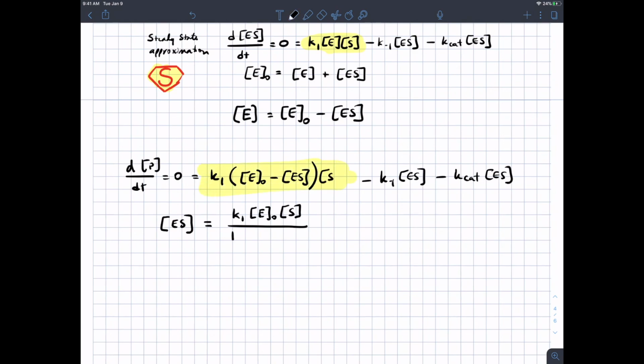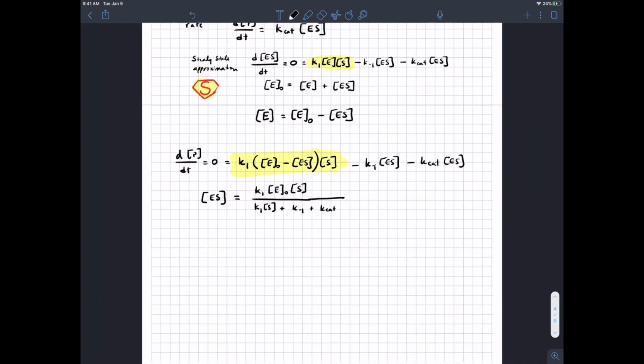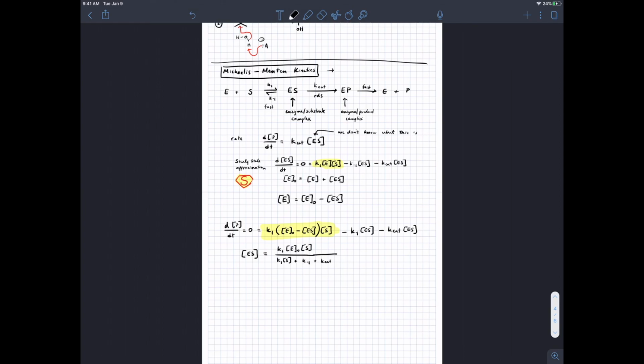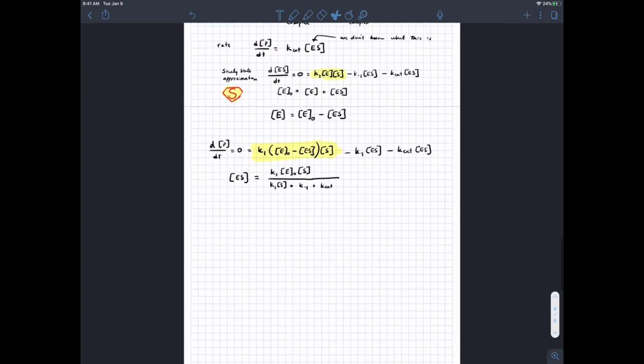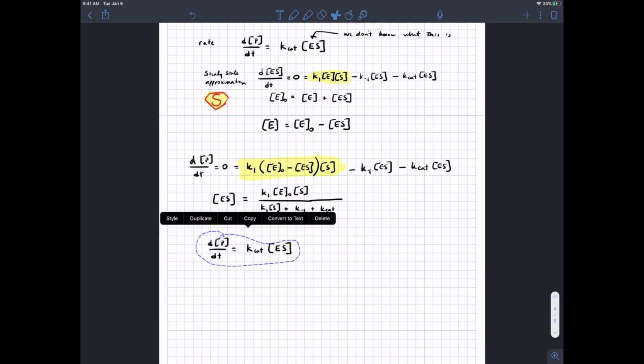I'm missing the concentration of S there. Shame on me. In the denominator, we're going to have K1 times the concentration of substrate plus K minus 1 plus K cat. And then, if you forgot where we started, we've solved for the concentration of enzyme substrate complex.